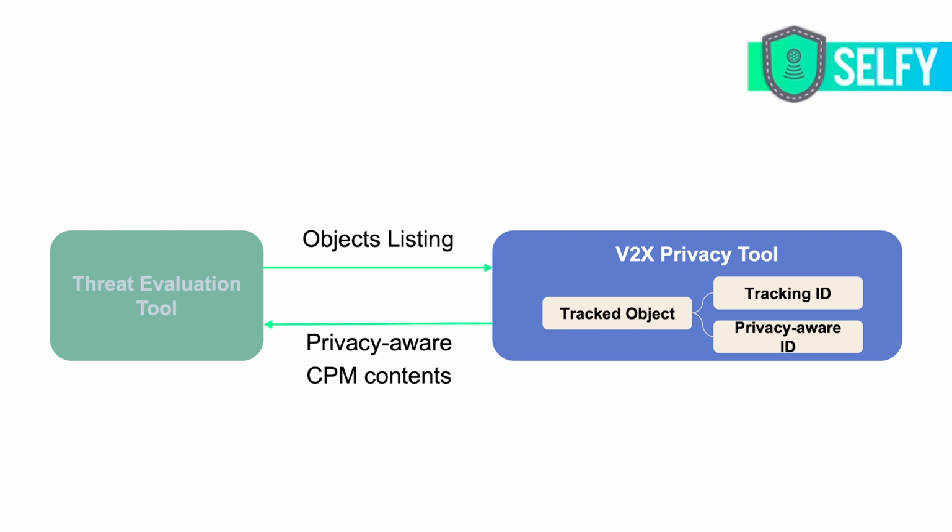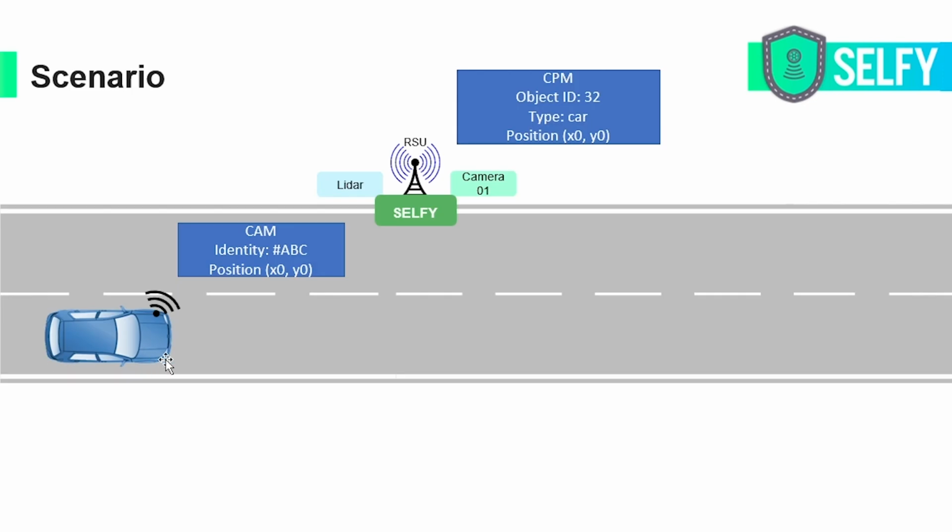VPT is in particular connected with the threat evaluation tool, which is presented in another video. In this scenario, we consider a car that emits CAM messages with a first identity. There is also an RSU with SELFY tools that detects the car using its own sensors and describes it in a CPM message with an ID that the RSU has chosen.